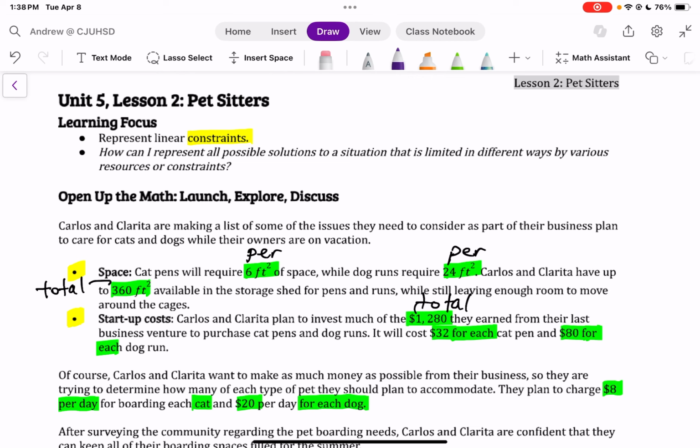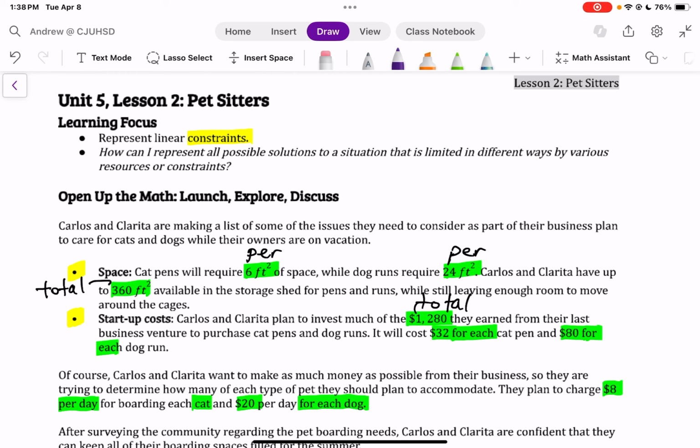Now, as we read through each of these, we can see that there are some numbers that naturally want to be with variables. Like 6 square feet is obviously per or with each cat. Their pens, that would be their storage area. And a dog run is kind of like a storage area for dogs. It allows them to run back and forth, and that's about it. That size is 24 square feet per dog. So those are the numbers that are going to get multiplied by the variables, and then there's another number that's 360 square feet. That's the total.